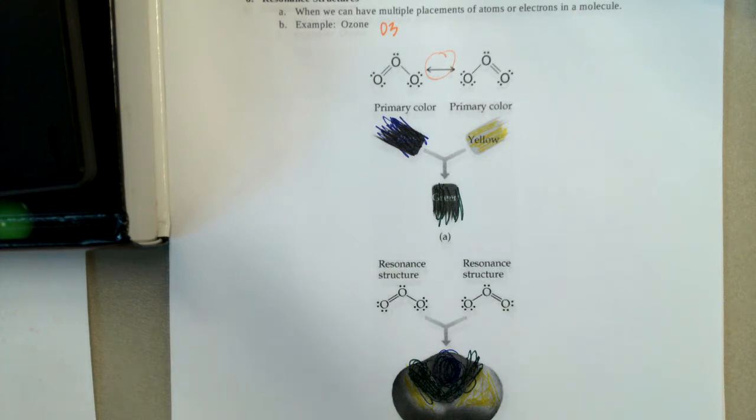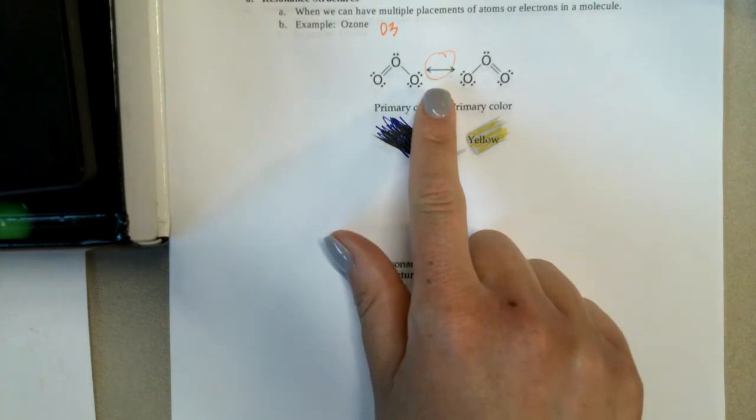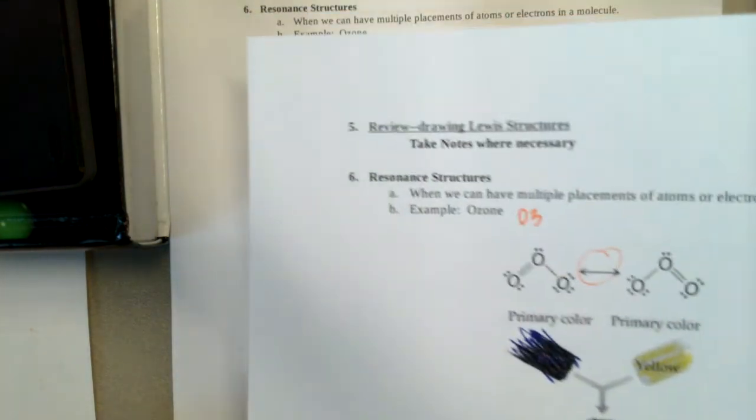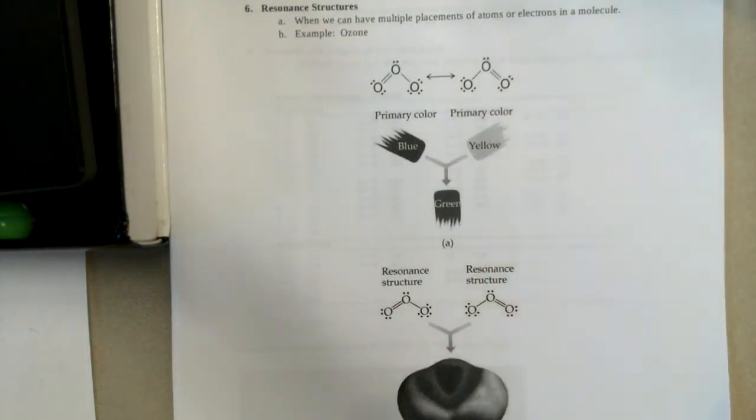So when you draw Lewis structures, if you have a single bond that's somewhere that could also be drawn somewhere else, you are responsible for knowing that you have to draw those two or three or possibly four. There are lots of times you can have multiple resonance structures. You are responsible for drawing all of the possible resonance structures and then indicating that they're resonance by using an equilibrium arrow. Okay, so that's resonance structures.